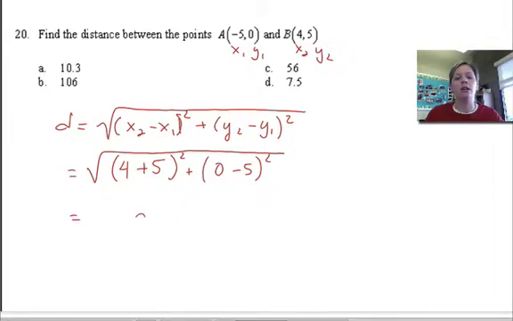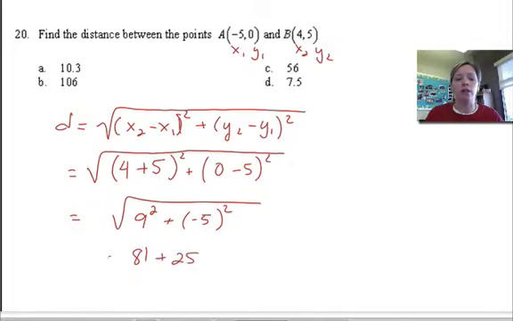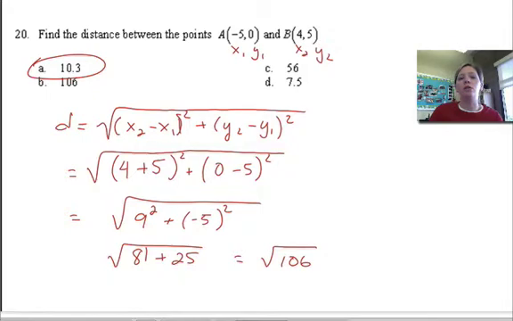4 and 5 is 9. 0 minus 5 is negative 5, but I'm squaring that. 9 squared is 81. Negative 5 squared is negative 5 times negative 5, that's 25. And 81 and 25 is 106. Now, I don't know what that is off the top of my head, but looking at my answer choices, the only one that makes sense is A. I know that the square root of 100 is 10, so it has to be slightly bigger than that. So 10.3 has to be the correct answer here.